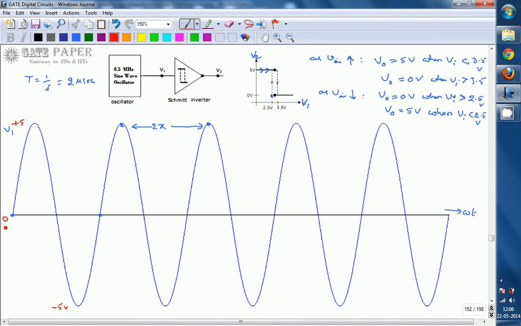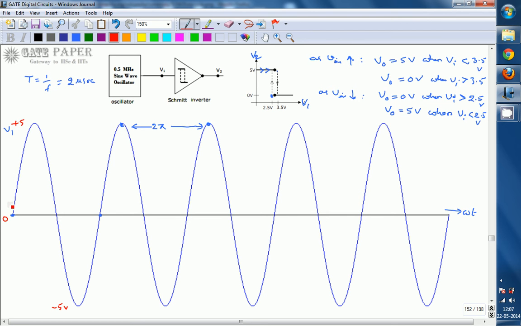So the sinusoidal signal is increasing from 0 to plus 5 volts, later it is coming down to minus 5 volts, and again it is going towards plus 5 volts with an average value of 0. This is a 10 volts peak to peak sinusoidal signal with 0 DC. Now, if you give this as input to the Schmitt inverter, we are going to write the output.